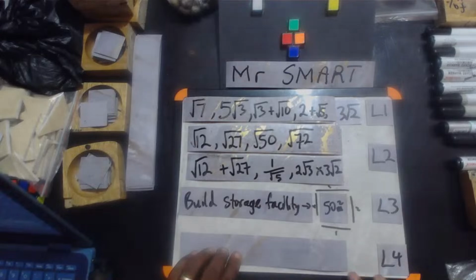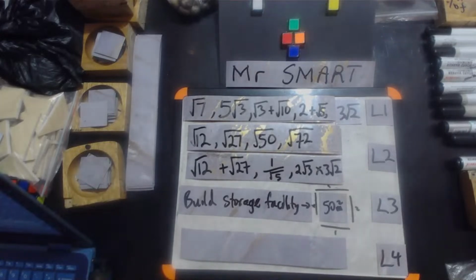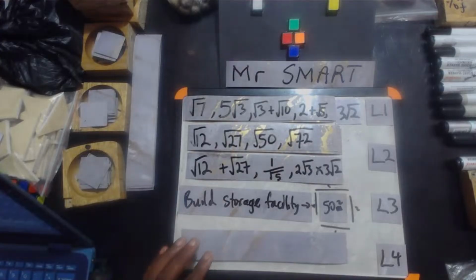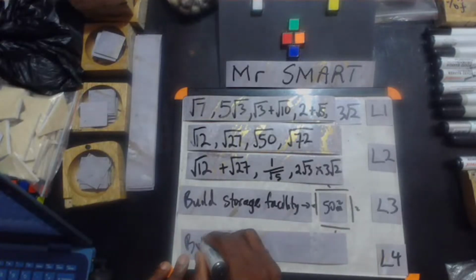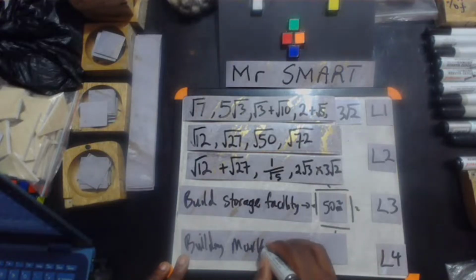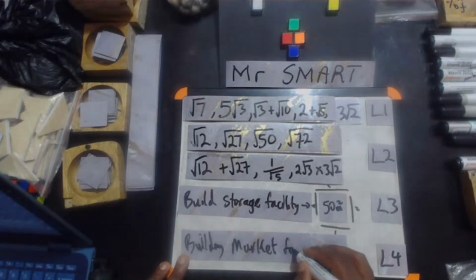Let's come to the final guy, level 4, level of difficulty. So for level 4 level of difficulty, guess what? We have a coastal story. So a coastal community is planning to build new market facility. Here too, they are building a market facility.